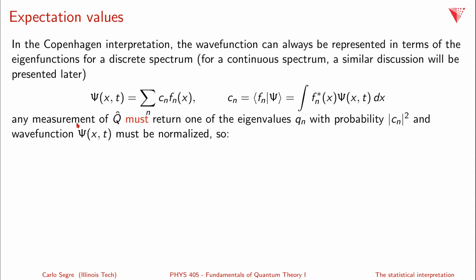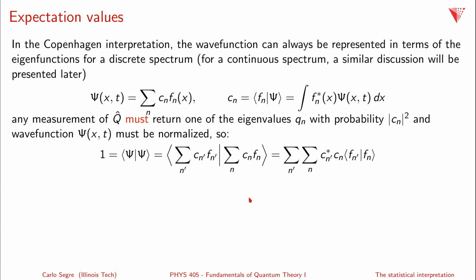So, any measurement of the operator Q must return one of these eigenvalues q sub n, with the probability c sub n modulus squared, and a wave function psi of x and t must be normalized so that we know that 1 is equal to the inner product of psi with psi, and that's just the inner product of the sum over n prime of c sub n prime f sub n prime with the sum over n of c sub n f sub n.